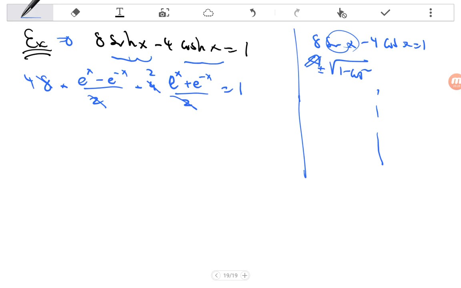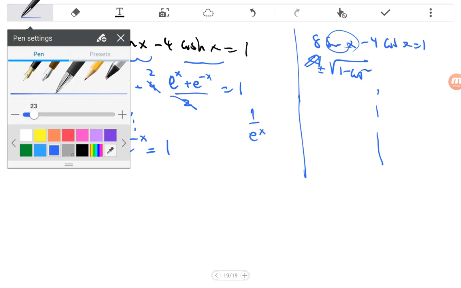Expand it, and after some simplification I will get the equation 2e^x minus 6e^(-x) equal to 1. Now, how would we solve this equation? Remember that e^(-x) is just 1 over e^x.